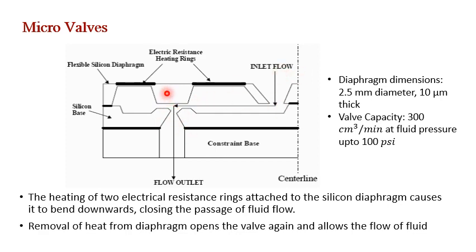Similarly, when you remove the heat from the diaphragm, it is going to move upwards. And as the diaphragm moves upwards, the valve opens, allowing the fluid to flow. So here the dimensions of the diaphragm shown in this figure are about 2.5 millimeters in diameter and 10 micrometers thick, and this particular valve has a capacity of 300 cubic centimeters per minute at a fluid pressure of 100 psi. So on the basis of thermal forces, you can control the opening and closing of this valve.